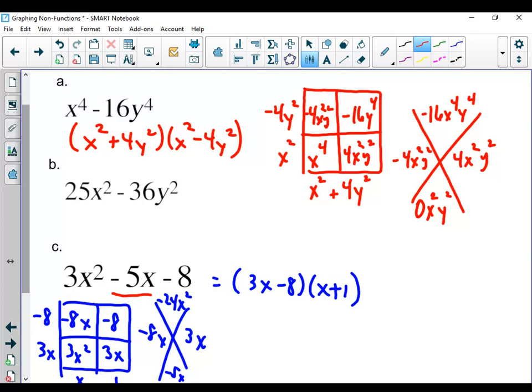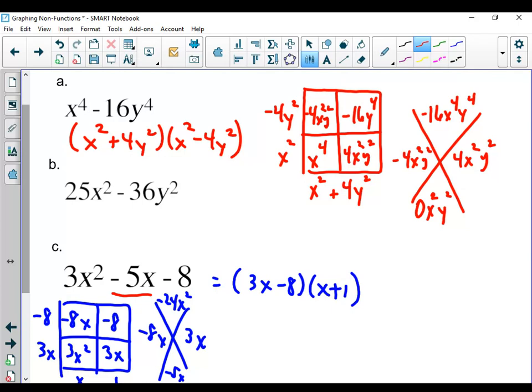And the nice thing about a difference of squares is the factors would be those square roots with opposite signs. In other words, the square root of x to the 4th is x squared. The square root of 16 is 4. The square root of y to the 4th is y squared. And then all I had to do was change the signs on it.